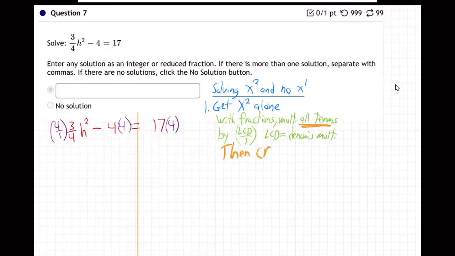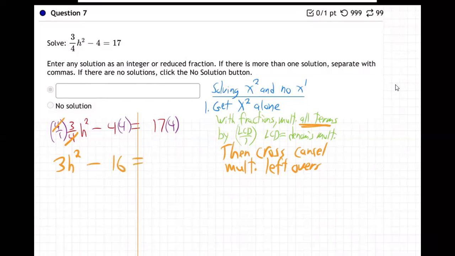Then cross cancel and multiply the leftovers. Remember that? 4 cancels 4. What's left over? 3h squared. The 1 on the bottom is irrelevant, doesn't do anything. Minus 16. 4 times 4 is 16. And 4 times 17, use your calculator if you need to. What is 4 times 7? 28, so 68, like that.